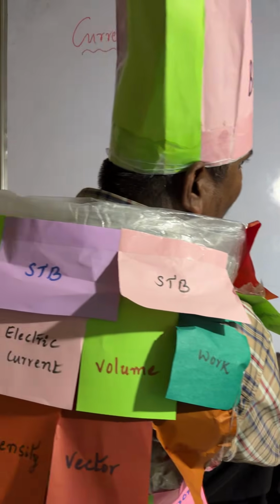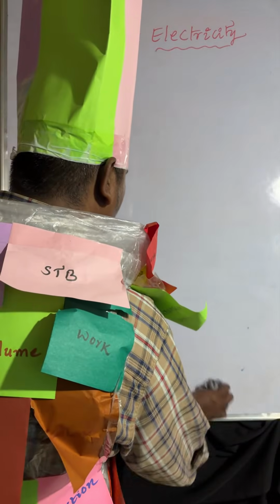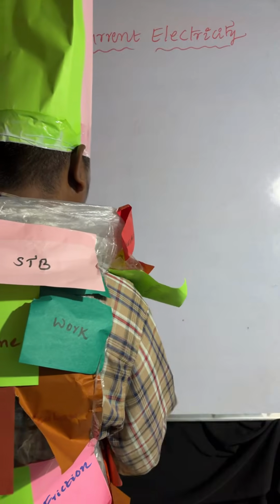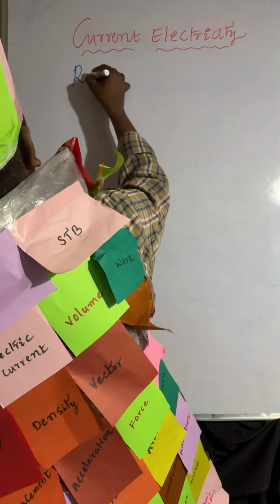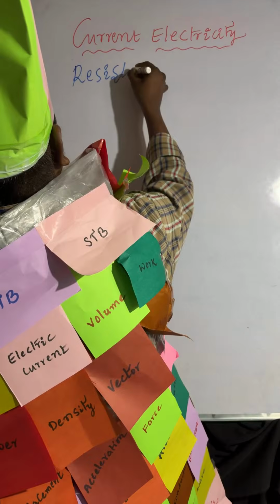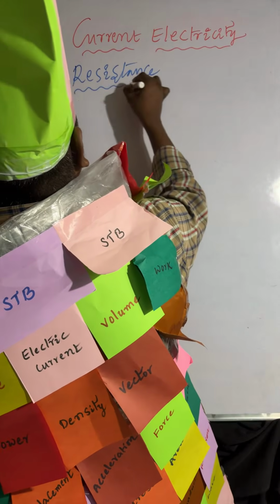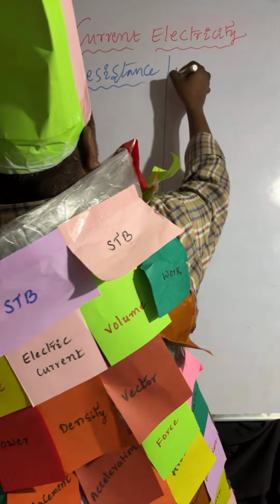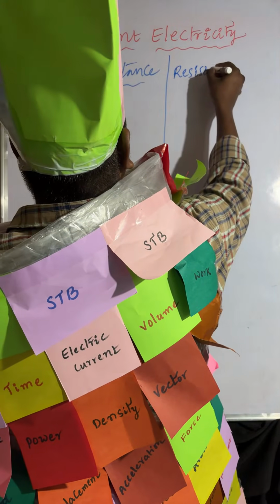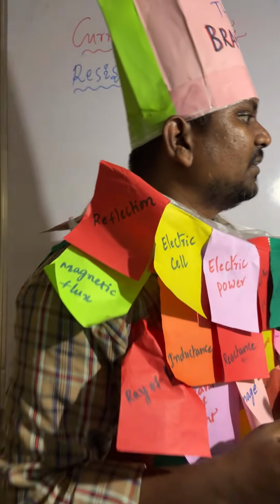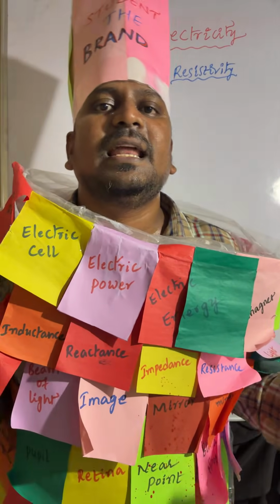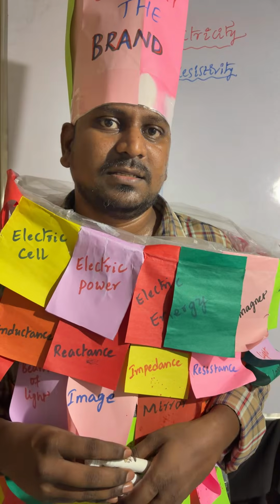Resistance and resistivity. Next one is resistance. So resistance is nothing but the phenomena of opposing the electric current in the circuit. That is called resistance.